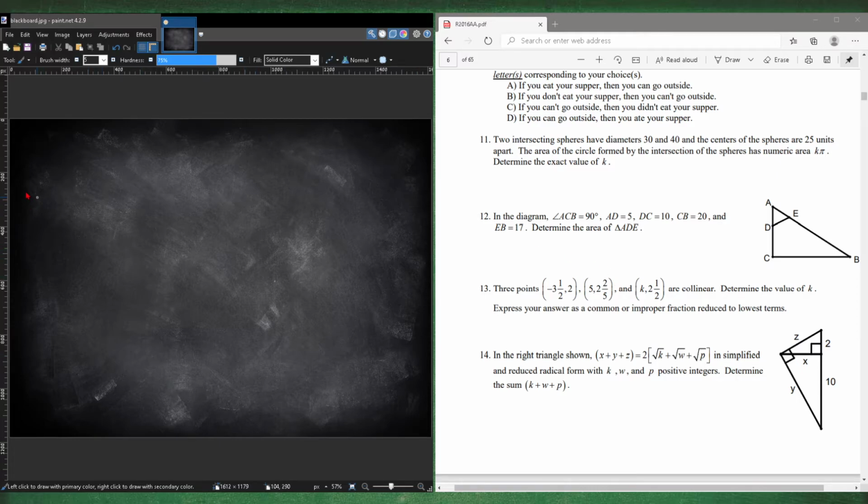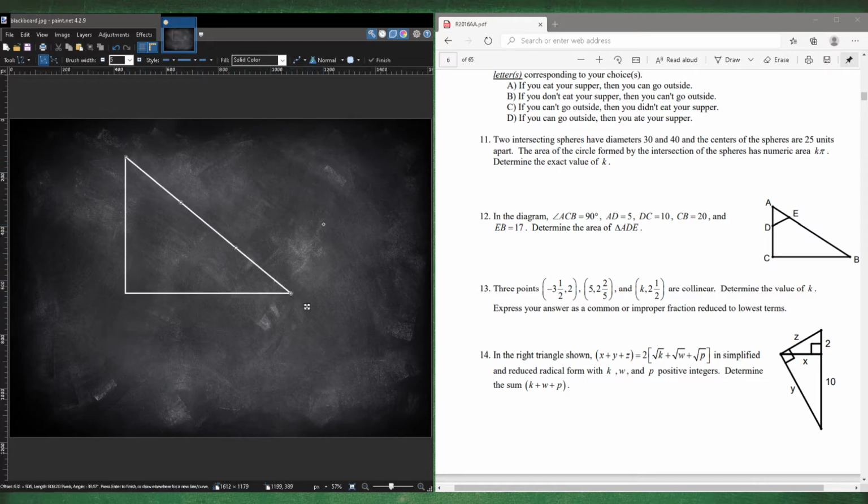Okay, so draw a diagram. And then we have some kind of area like this. And we know AD is 5. We know DC is 10. And we know CB is 20. And we know EB is 17. So we need to find this length first.